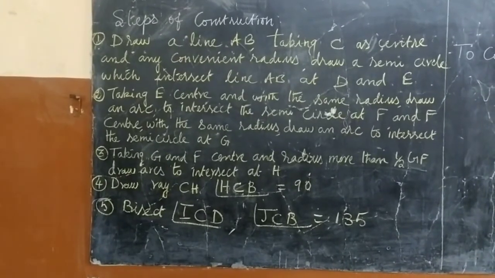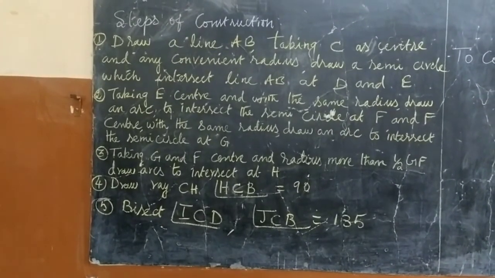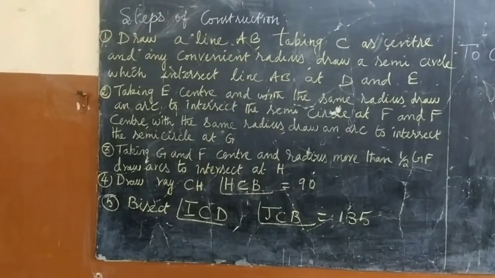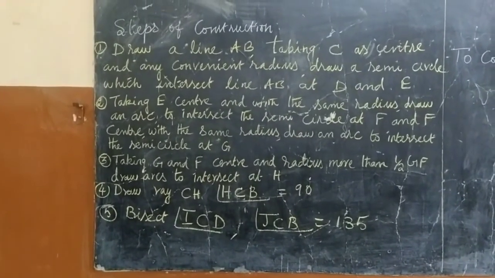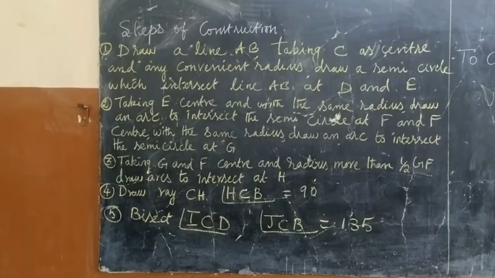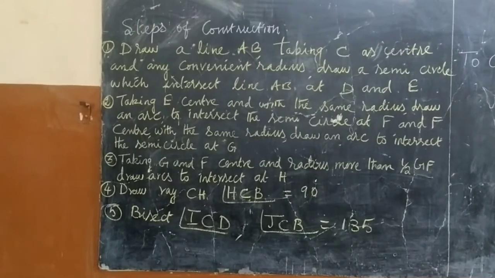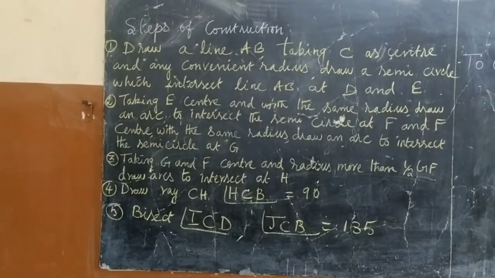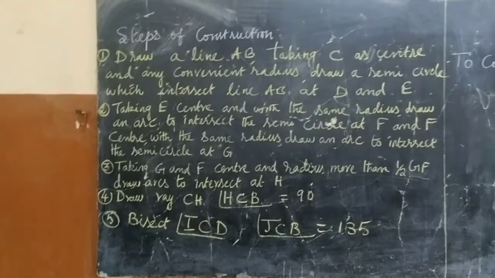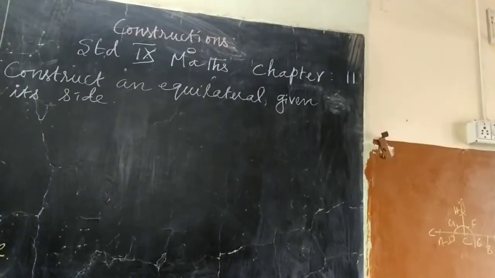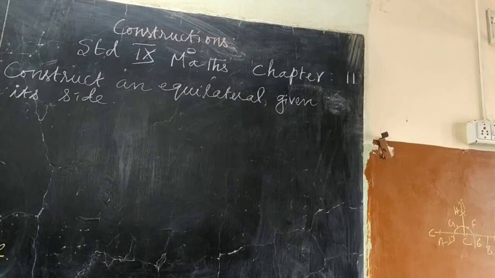Taking G and F center and radius more than half of GF, draw arcs to intersect at H. Draw ray CH. Angle HCB is 90 degree. Now bisect angle ICD. Now angle JCB becomes 135 degree. That is the required measure. The next question is, construct an equilateral triangle.